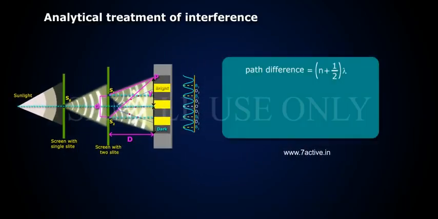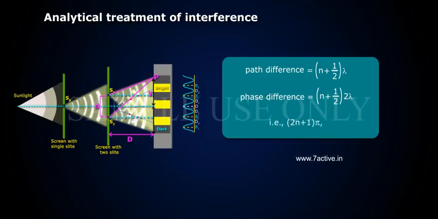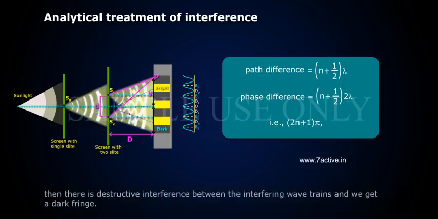If the path difference is equal to (n + 1/2) lambda, or the phase difference is (n + 1/2) times 2 pi, that is (2n + 1) pi, then there is destructive interference between the interfering wave trains, and we get a dark fringe.